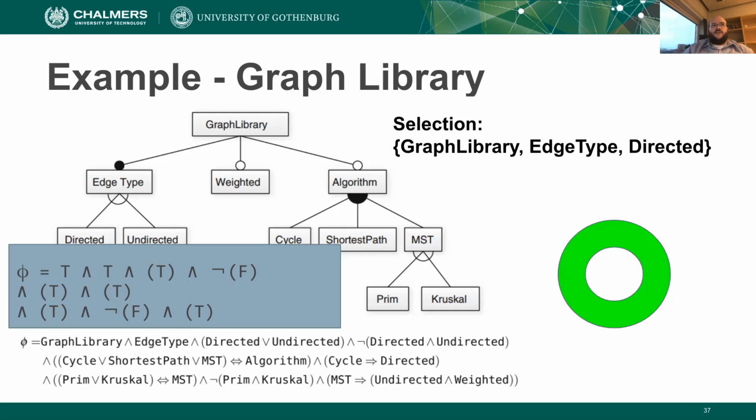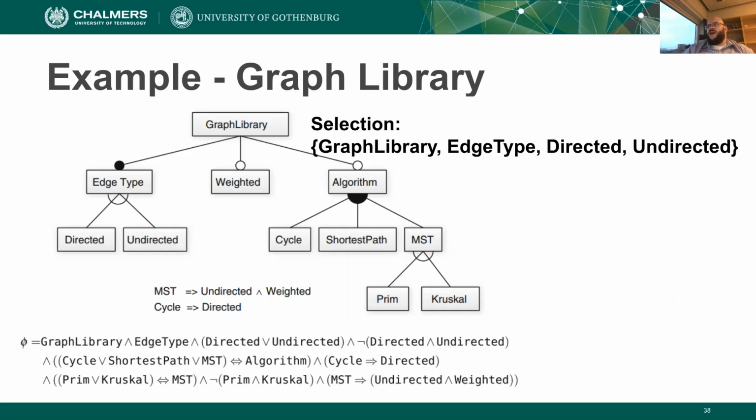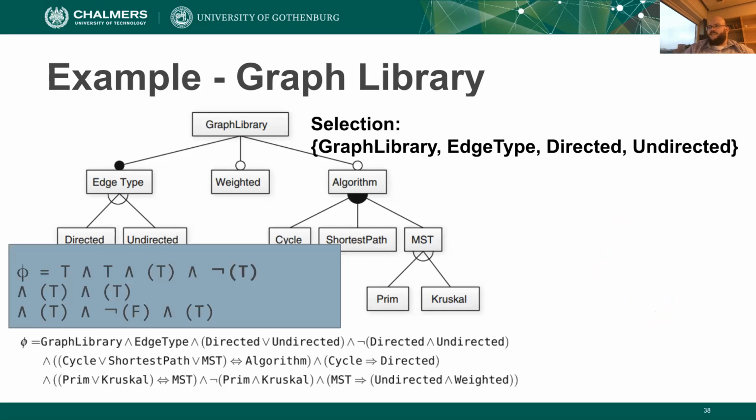But we could try a different one instead. If we wanted, we could try graph library, edge type, directed and undirected. All right, so there's going to be a problem here. You can already imagine just by looking at this equation, and you see here this directed or undirected and not directed and undirected. Well, if we choose both of those, that's going to be a problem. Directed and undirected will be true, which will be falsified with the not, making this entire equation false. So when we plug it in, we've violated a constraint already, and this is not a valid feature selection.